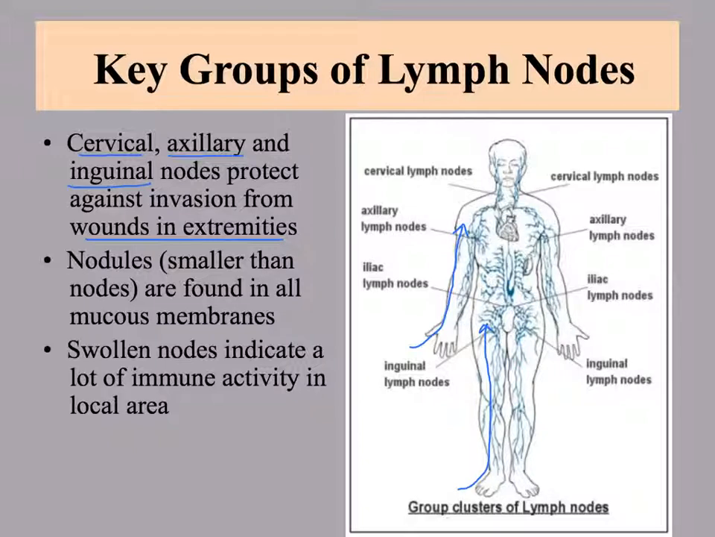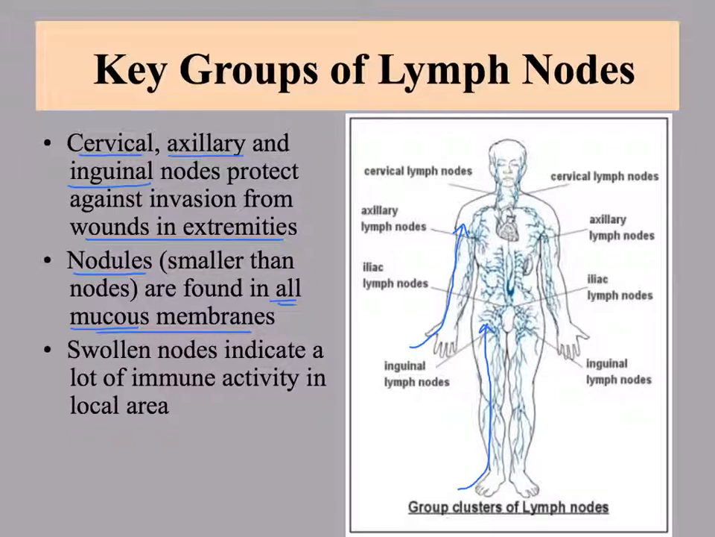We also have nodules, which are smaller than nodes and are not encapsulated. They do not have that connective tissue. And they are found in all mucous membranes. And if you remember, mucous membranes are the lining of cavities that are open to the outside. So inside your mouth and your respiratory system and your digestive system and your excretory system and your reproductive system are all lined with mucous membranes.